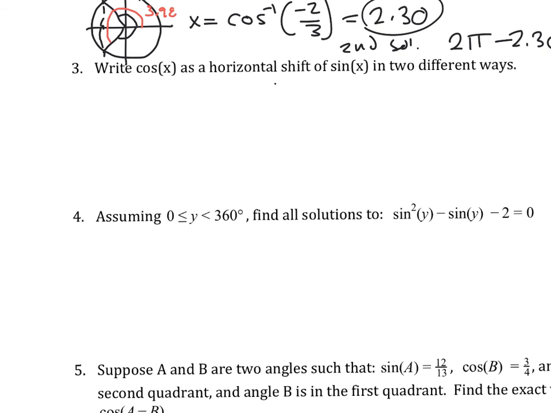Number 3, write cosine of x as a horizontal shift of sine of x in two different ways. Yikes. Okay, so we need to be really familiar with what sine of x and cosine of x look like. So I'm going to make a sketch. Sine of x looks like that. Cosine of x, I'll mark some points here so I get it just right, starts high, does that.